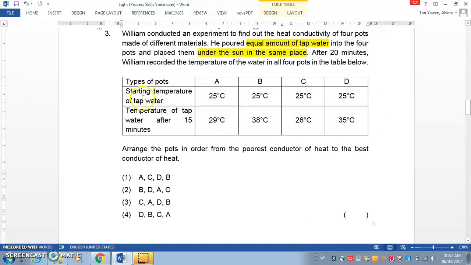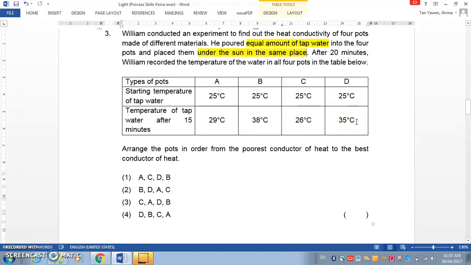Over here, the starting temperature of the water is recorded, and all have the same starting temperature at 25 degrees Celsius. But after 15 minutes, the temperature was recorded again, and this is what he observed. In A, it is 29 degrees Celsius, B, 38 degrees Celsius, C, 26 degrees Celsius, and D, 35 degrees Celsius.